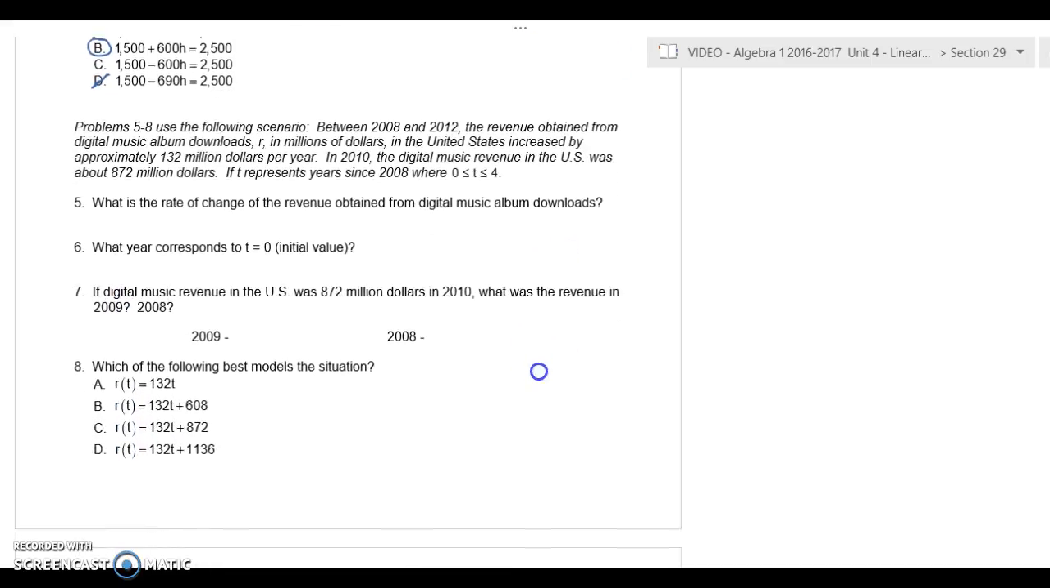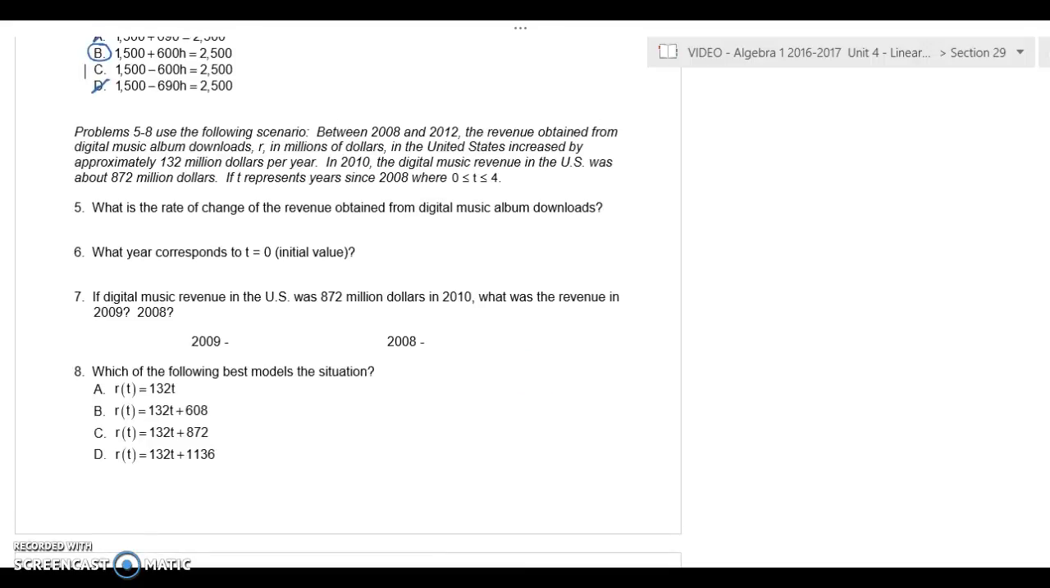For problems 5 through 8, you have a different scenario. It says between 2008 and 2012, the revenue obtained from digital music album downloads in the United States increased by approximately $132 million per year. In 2010, the digital music revenue in the U.S. was approximately $872 million. And if t represents the years since 2008, where 0 is less than or equal to t, less than or equal to 4, then we've got some questions to follow that.